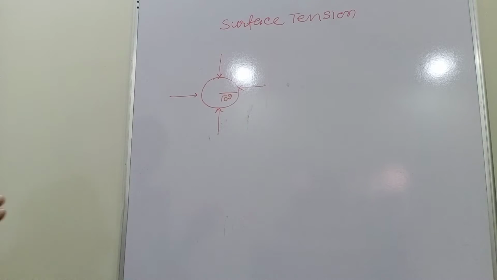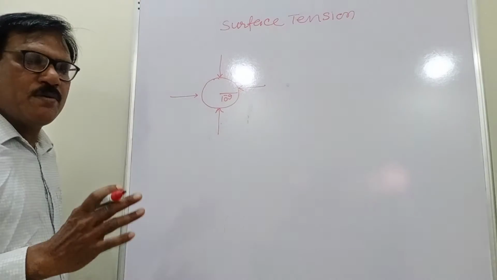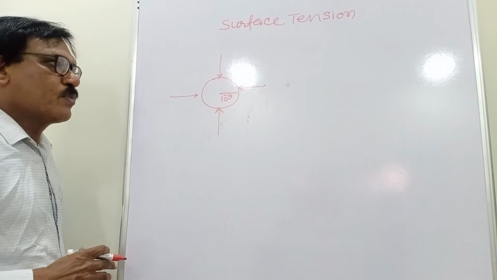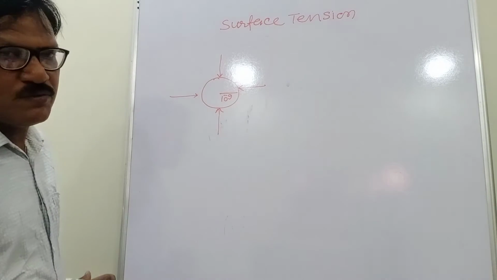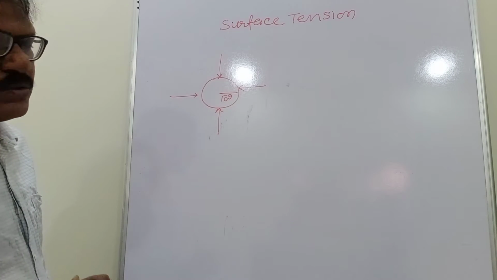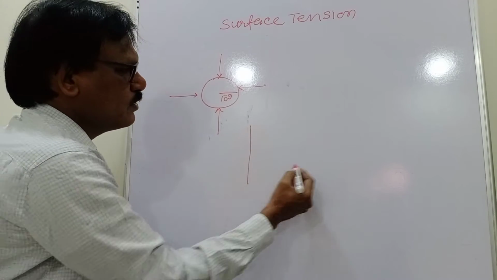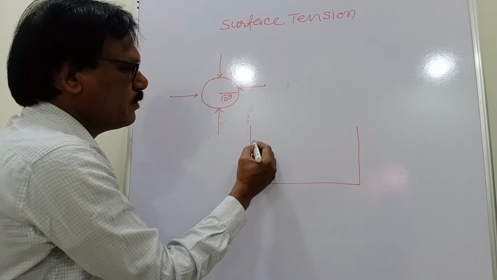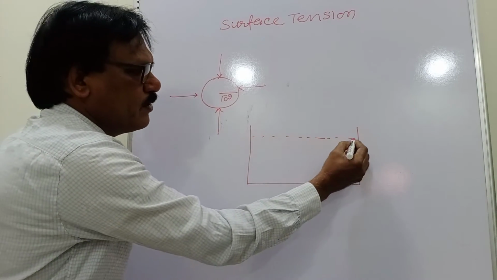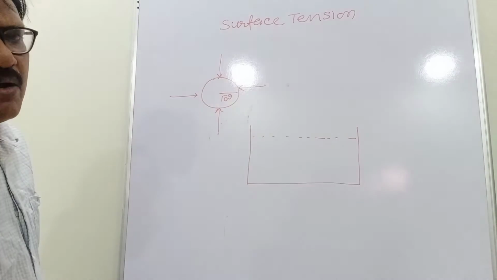So that is the basic definition of surface tension, in which the free surface of water tries to occupy minimum area and behaves like a stretched membrane. This we have already discussed.